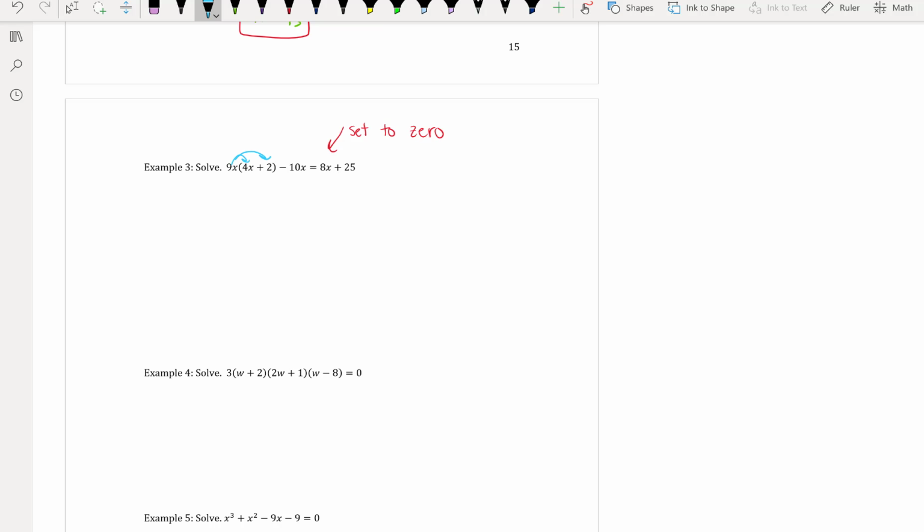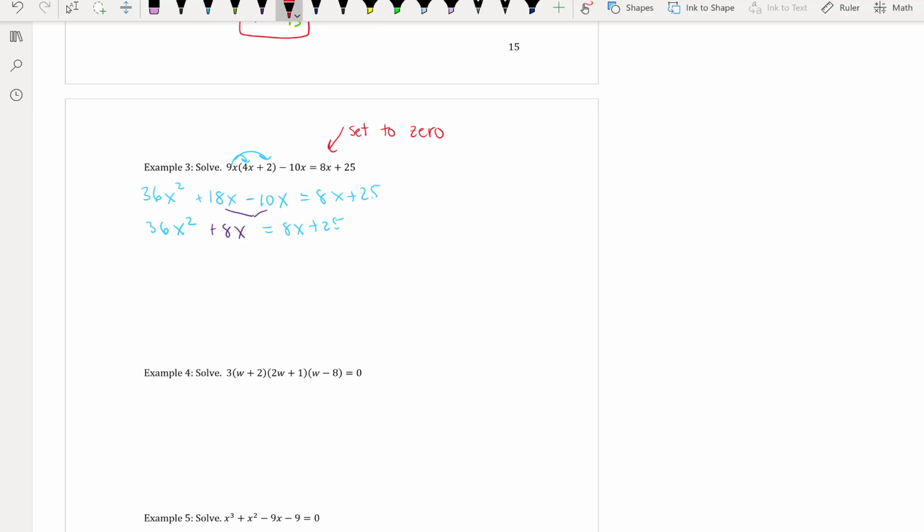So I'm going to have 9 times 4, which is my 36x squared, 9 times 2, which is a positive 18x, and I still have a negative 10x, is equal to 8x plus 25. So 36x squared. Now I'm going to combine these two together. So if I have 18 minus 10, that gives me a positive 8x. And I still have this equal to an 8x plus 25.